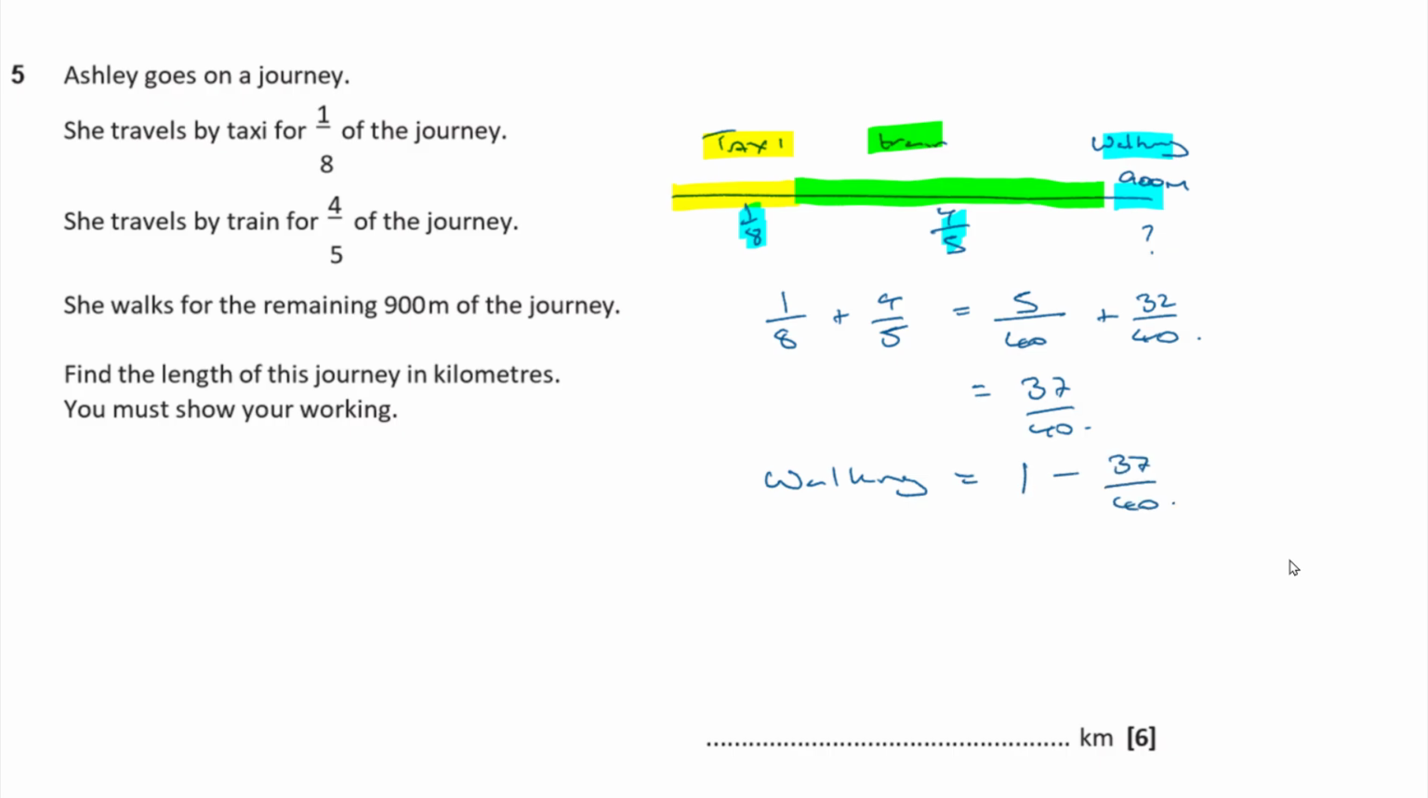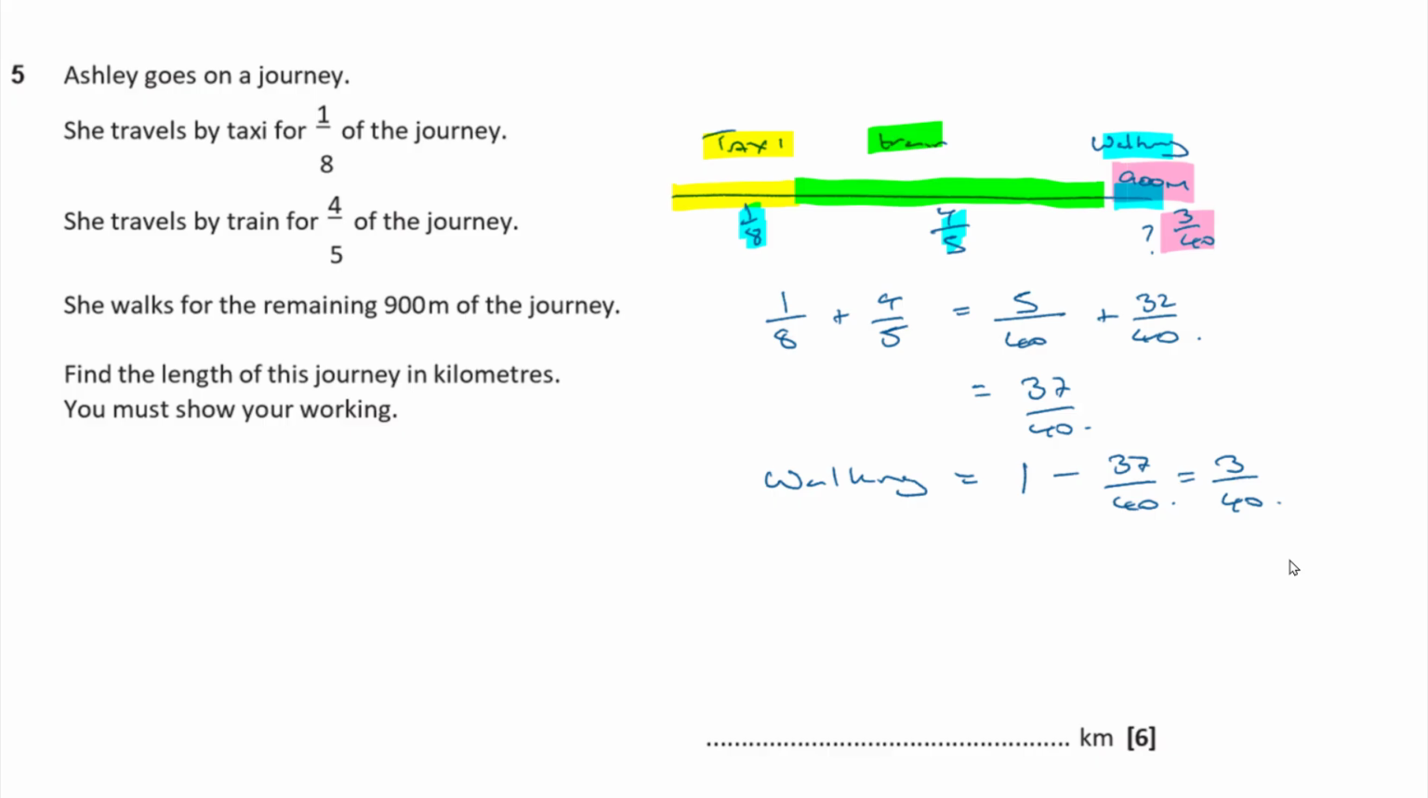So the walking fraction is going to be 1 minus that, isn't it? That's going to be the remainder. So what is 1 minus 37/40ths? Well, 1 is 40/40ths, and 40 minus 37 is 3. So that's 3/40ths. So that section is going to have to be 3/40ths, and it pairs up with 900 meters.